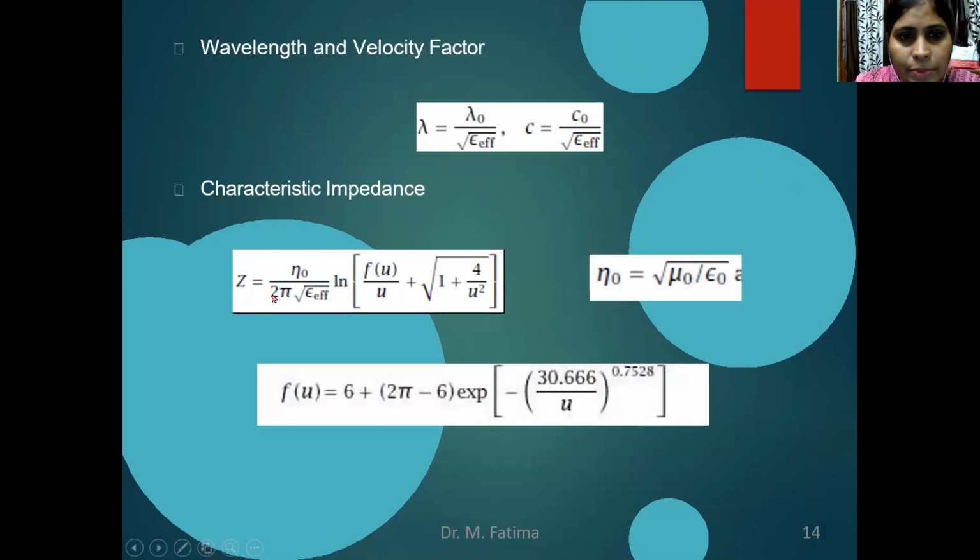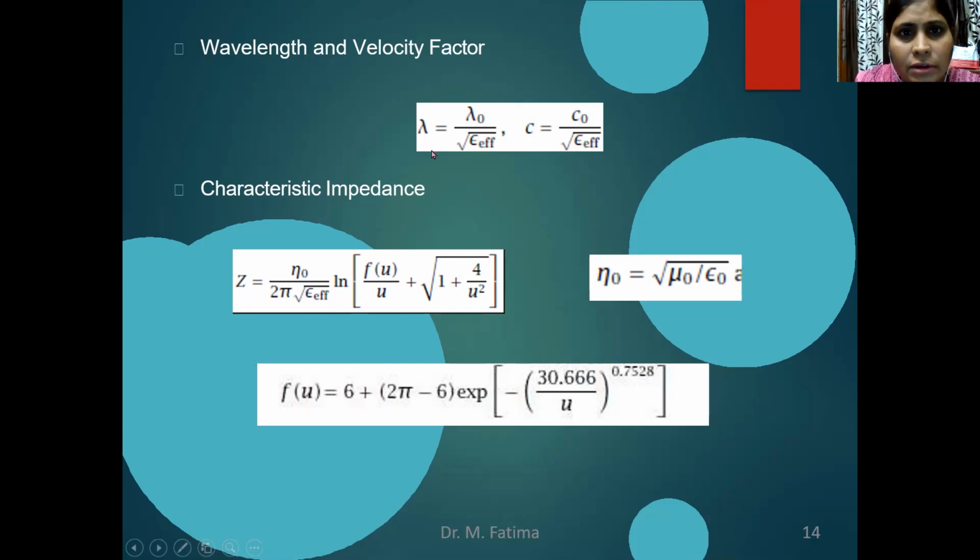The characteristic impedance depends on the effective permittivity and the width to height ratio of the microstrip or the inner conductor. So if the height or thickness is increased, or the width of the microstrip is increased, the characteristic impedance is going to decrease. Similarly, if the effective permittivity of the dielectric increases, then the characteristic impedance will decrease.